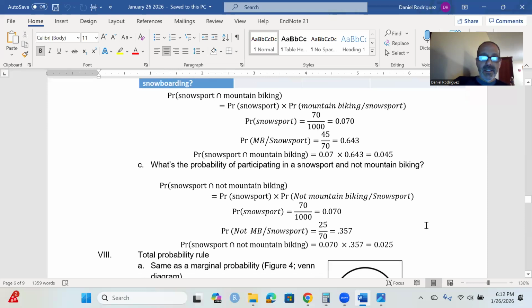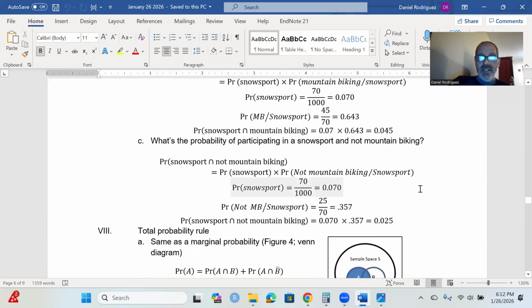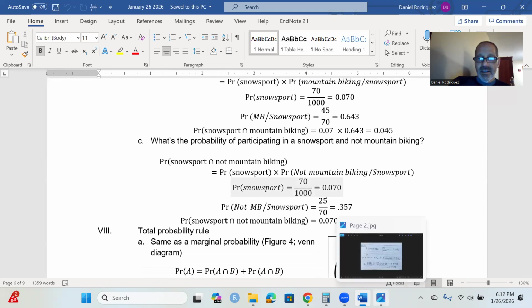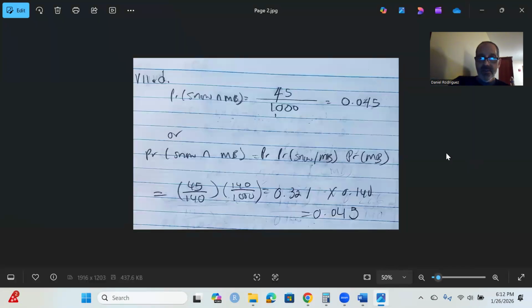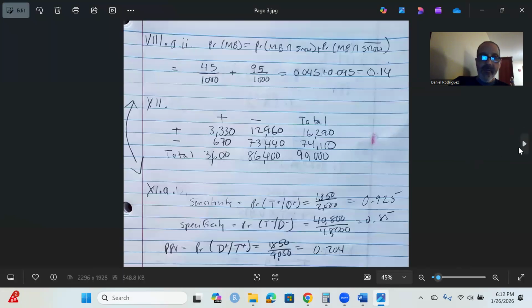there it is. What's the probability of participating in a snow sport and not mountain biking? Well, then we go back here and hopefully I did it. Snow sport and not mountain biking. Did I do it here? I don't think I did it here. It says here probability mountain, and so on. I don't think I did it.